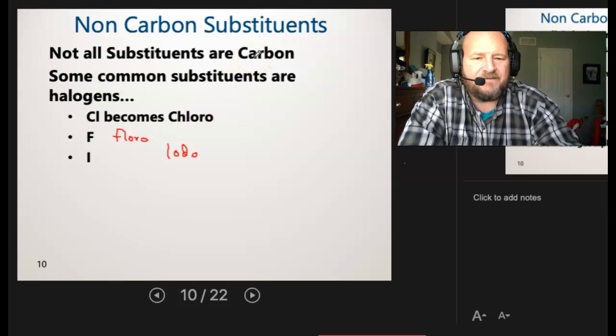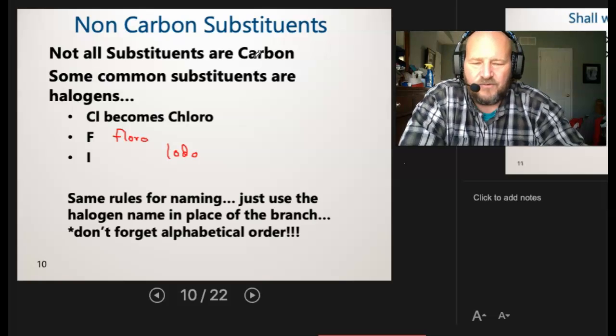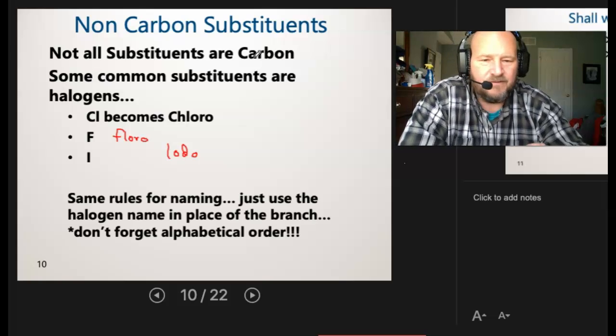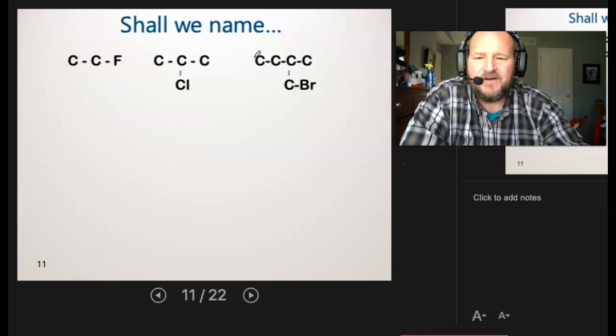Okay, so again, they have that flowery O rather than a harsh I. Now your rules for naming are still looking for the branch, giving the branch the lowest number, and making sure you put things in alphabetical order. So for instance, CCF, right?